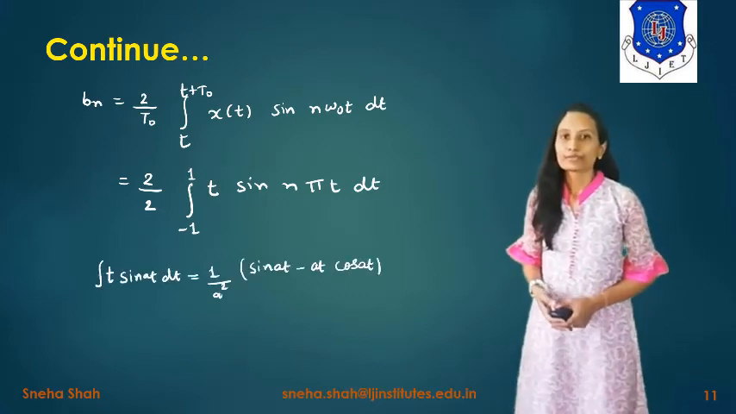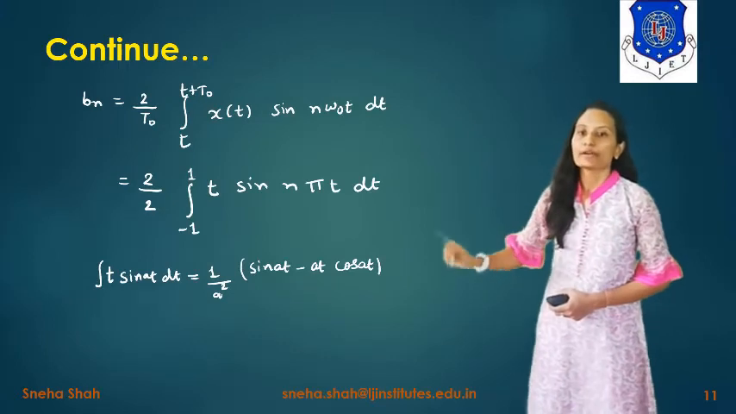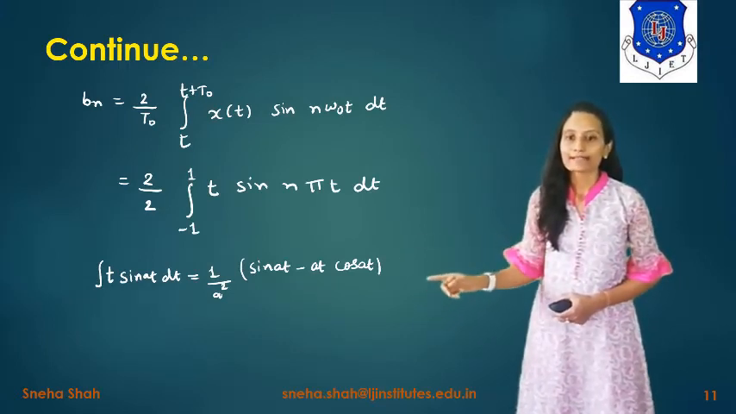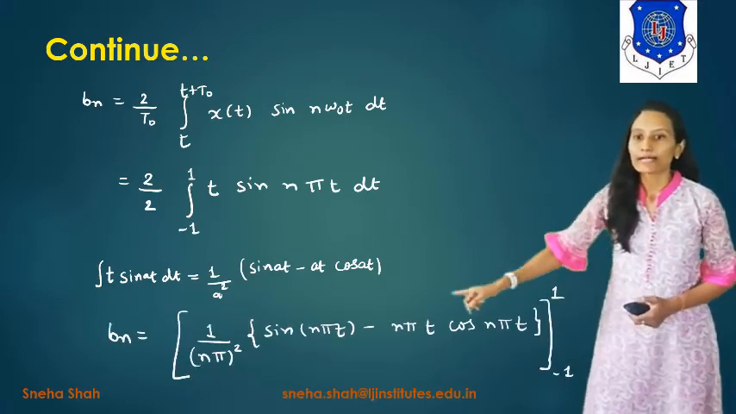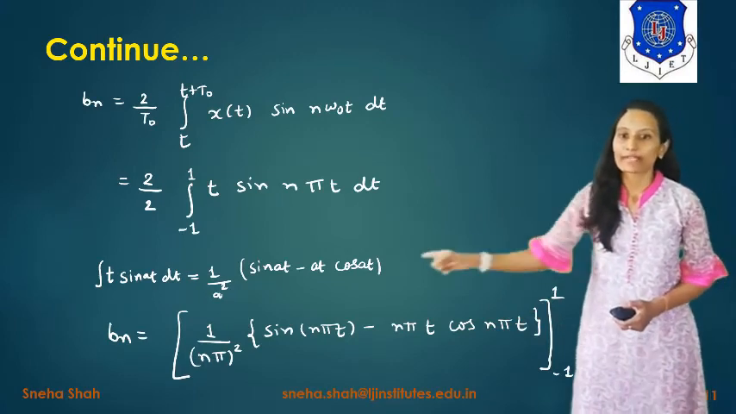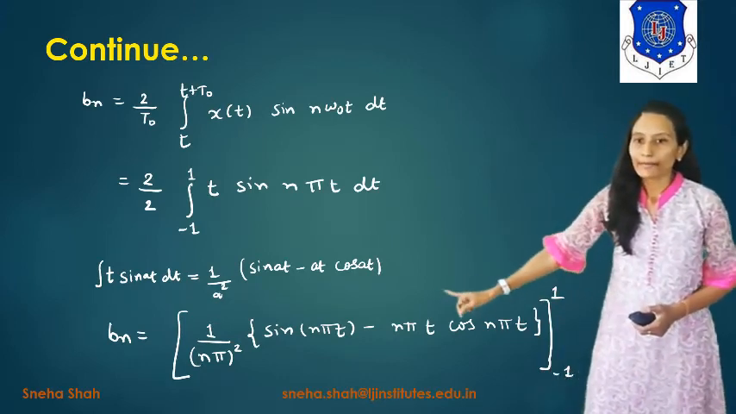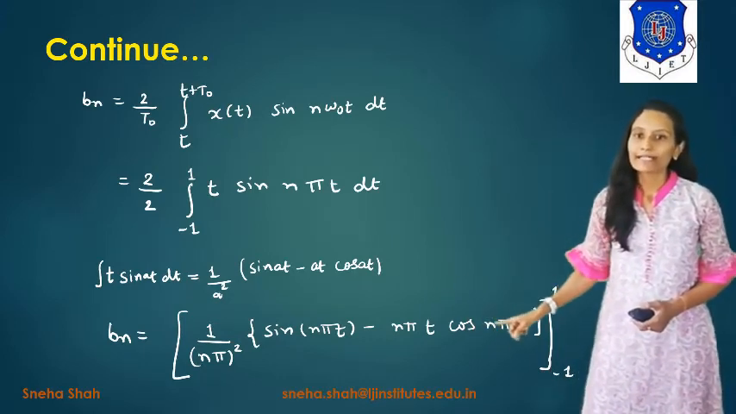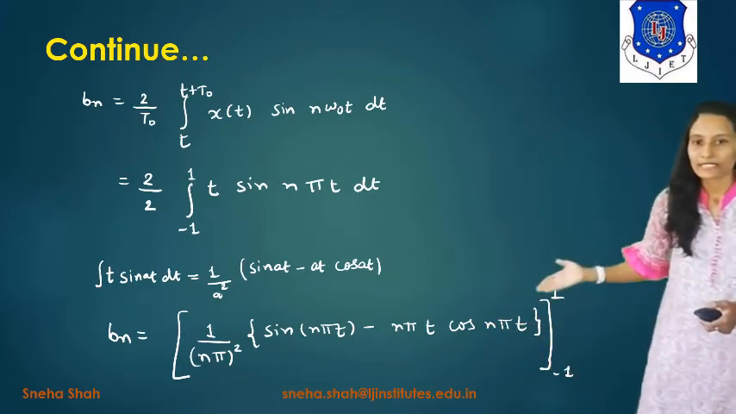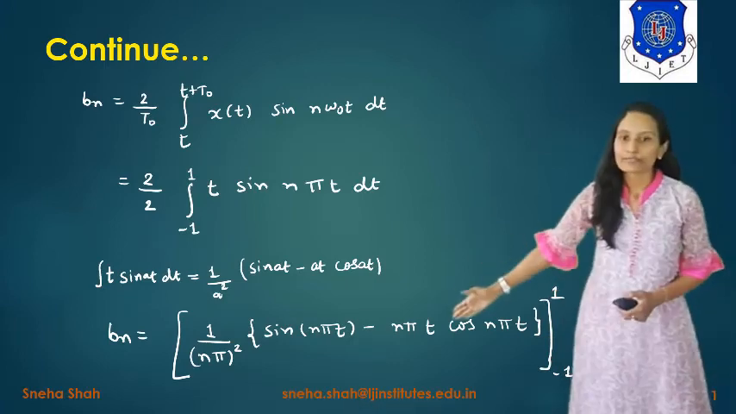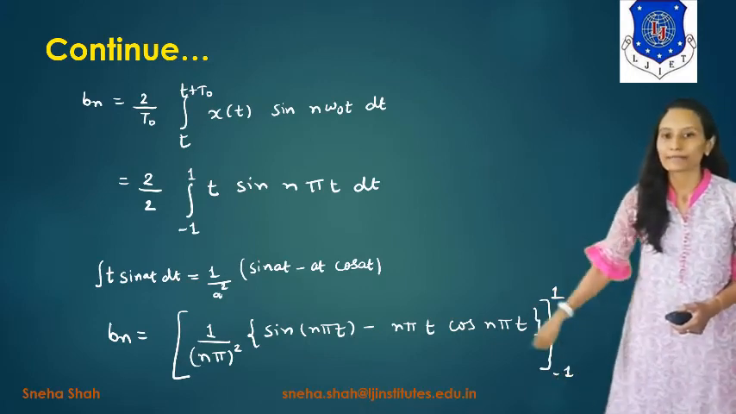So if we apply the rule of integration, integration of t sin at dt equals 1 upon a square times (sin at minus at cos at). In this equation, the next term is Vn equals 1 upon n pi squared, because the value of a equals n pi, if you compare these two equations. So 1 upon n pi squared times (sin n pi t minus n pi t cos n pi t), and the range of this term will be -1 to 1. Now we will apply this range over here. First of all, we take the higher range, which is 1. Then we apply the lower range, -1.